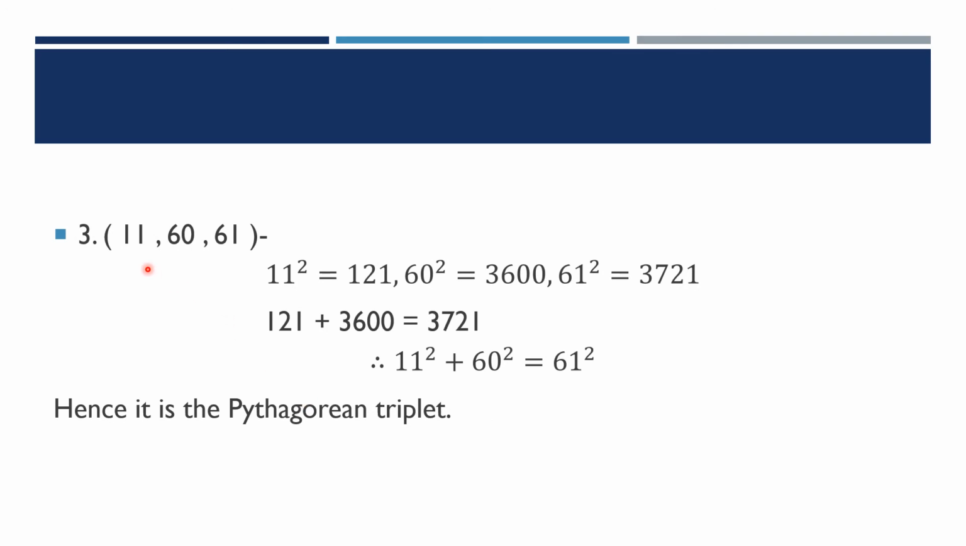Then the third example, 11, 60, 61. Again make the squares. Then take the addition of the smaller numbers' squares. If that addition is equal to the square of the largest number, then that is a Pythagorean triplet. And if that addition is not equal to the square of the largest number, then it is not a Pythagorean triplet.